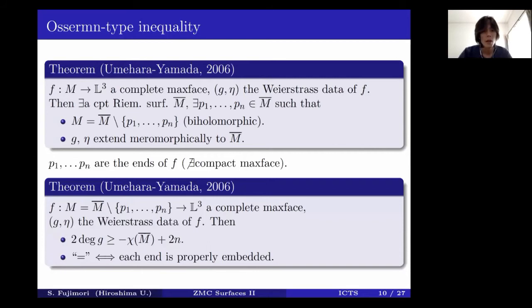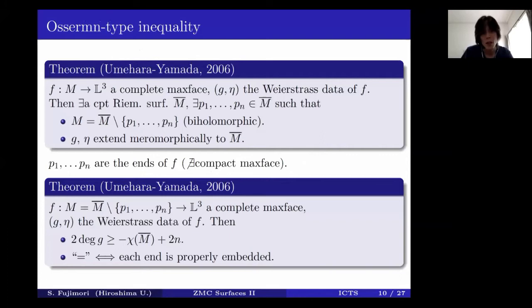And then they proved the Osserman-type inequality. Let F be a complete maxface and G, eta the Weierstrass data of F. And then, as I mentioned yesterday, the degree of G and the topology of M bar satisfy this inequality. So this is exactly the same as the minimal surface case. And also, equality holds if and only if each end is properly embedded. Okay, so this is a kind of global property of maxfaces.